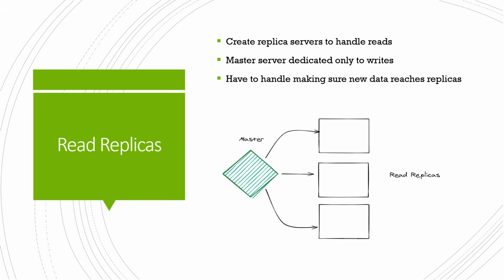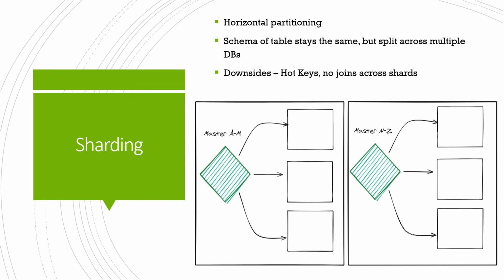Now we move on to partitioning, and the first type, which you've probably heard about, is called sharding. This is horizontal partitioning, where the schema of your table stays the same, but it's now split across multiple databases. The big reason for this would be if, in your read replica setup, you need to handle more writes. So you split this up. In this case, we'd be doing it by the name of the user. So you have letters A through M: people's names A through M are stored on this shard, and N through Z is stored here.